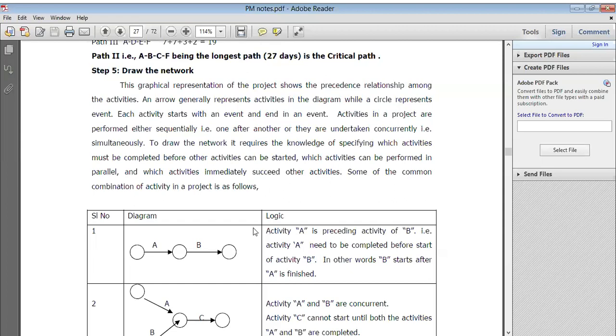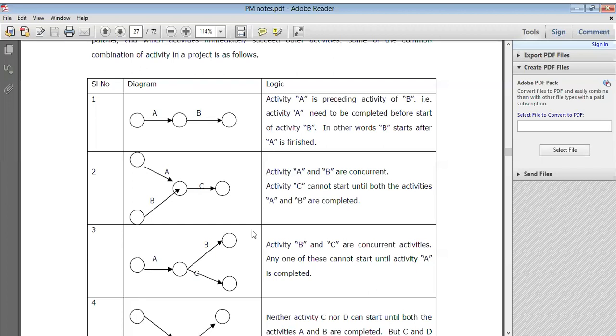Here we have seen the diagram. It's a logic. First the diagram is AB. We have shown that AB, and the logic is that activity A is the preceding activity, right? It means activity A needs to be completed before the start of activity B, right? Whatever the material, whatever the plan you prepared, you keep it ready to start. Keep ready means you gather all things and arrange everything, so we just need to start it, right? In other words, B starts after A finishes.